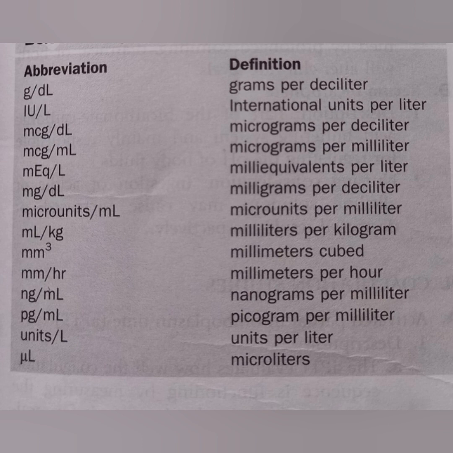mL/kg means milliliter per kilogram. And mm³ means cubic millimeter. And mm/hr means millimeter per hour. ng/mL means nanogram per milliliter. pg/mL means picogram per milliliter. Units/L means units per liter. µL means microliters. These are some common abbreviations used in medication and normal values.